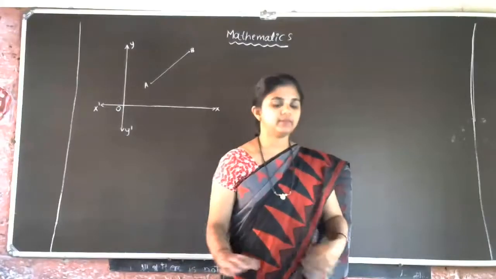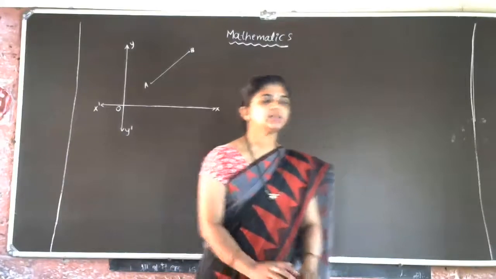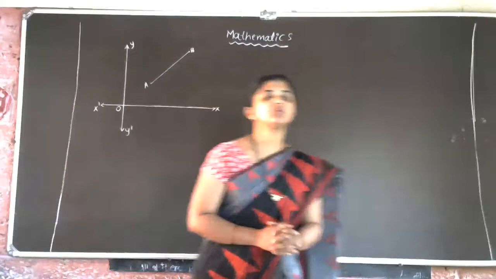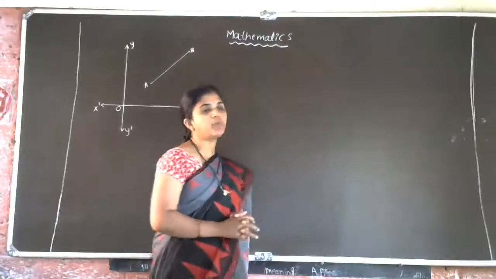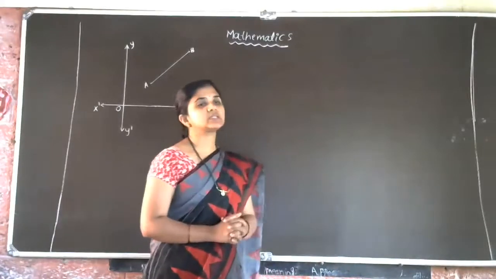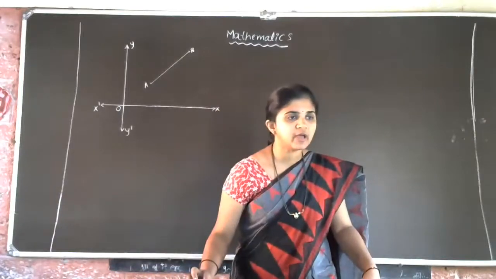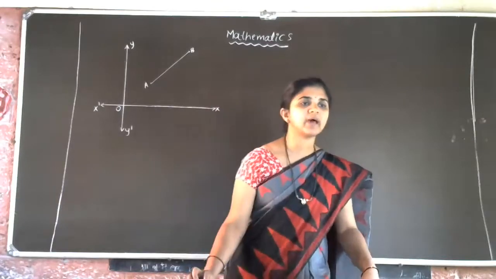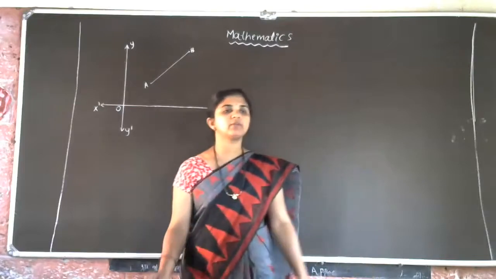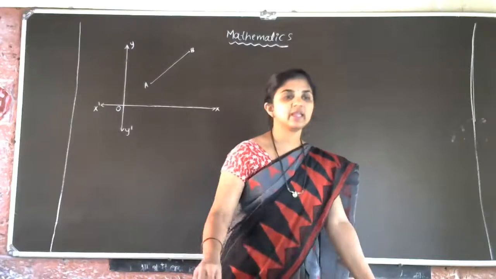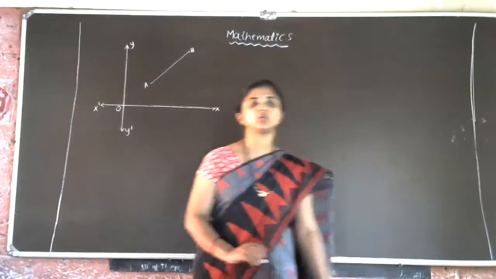Good morning, everybody. In the last class, we discussed the distance formula, how to find the distance between two points. Using the distance formula, distance equals the square root of (x2 minus x1) whole square plus (y2 minus y1) whole square. Using this formula, we can easily find the distance between two points.